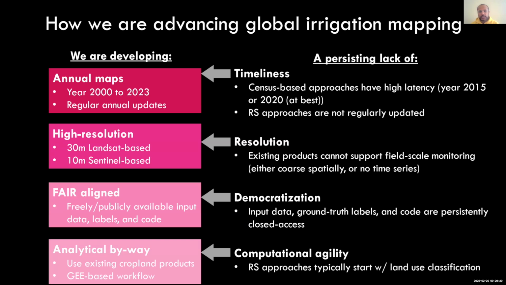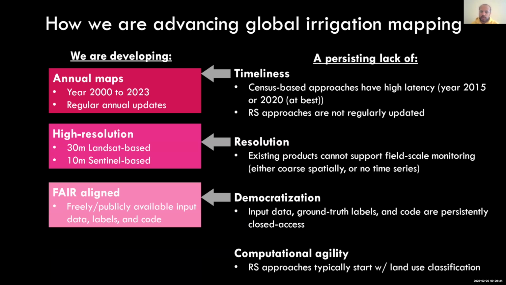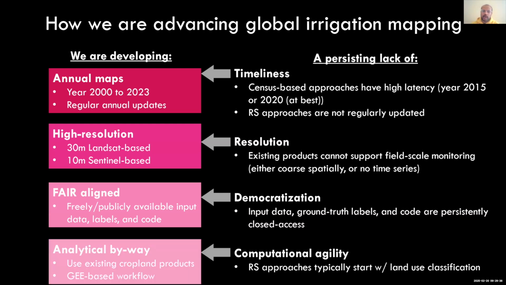The other limitation of the existing approach is computational agility. Most remote sensing approaches typically start with land use land cover classification, first identifying the cropland. It's computationally intense and it takes a lot of time to develop the cropland. In our approach, we're starting from an existing cropland product and trying to classify the irrigated area from that cropland product, which saves computational efficiency compared to the traditional approach.